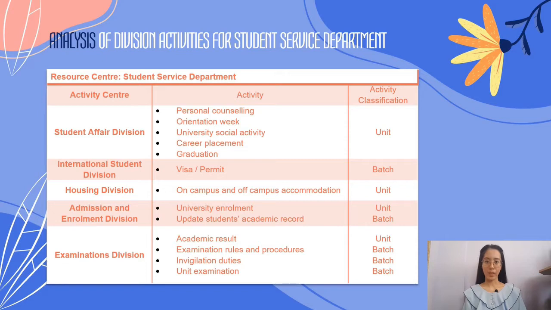Here is an example of the analysis of division activities for the student service department of an institution. Based on the table, there are 5 subdivisions under the student service department. Each subdivision has specific activities. The activity classification also varies from one activity to another. For example, the activities for student affairs and housing divisions are unit activities. Meanwhile, the activity under the International Student Division is a batch activity.